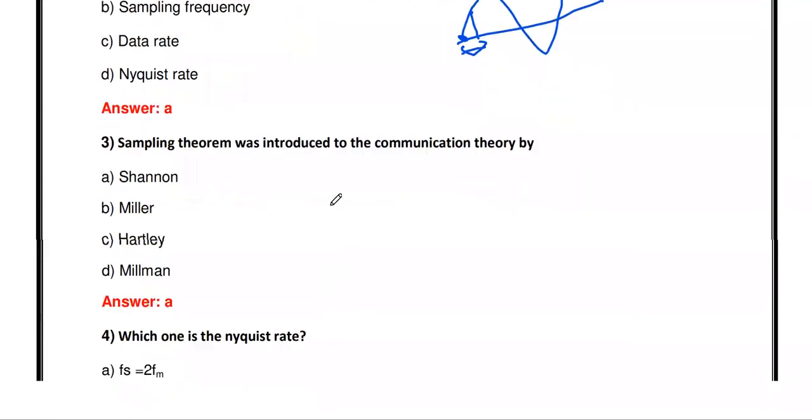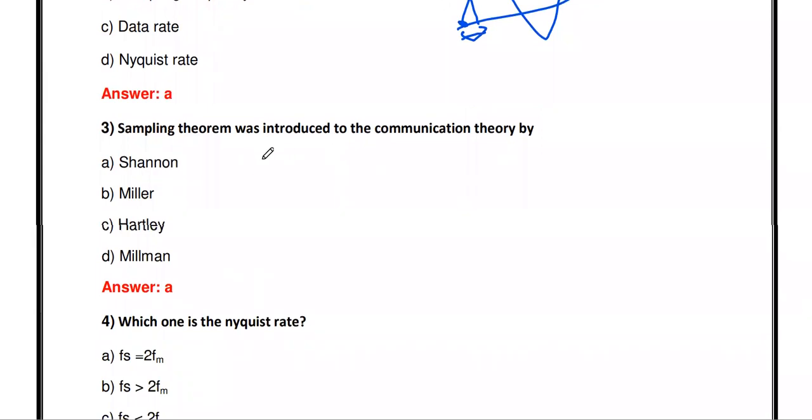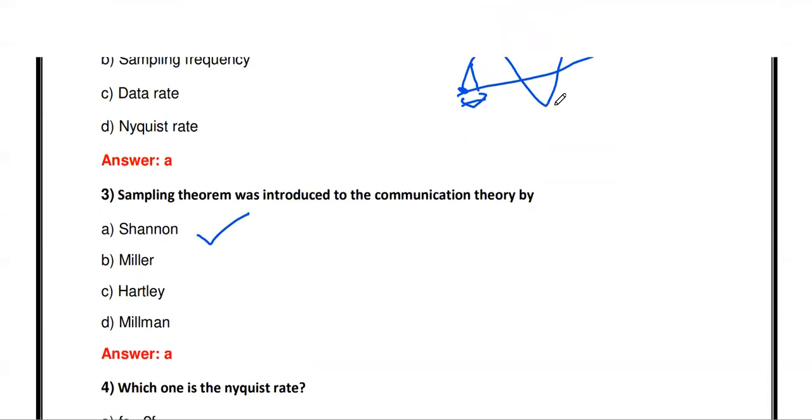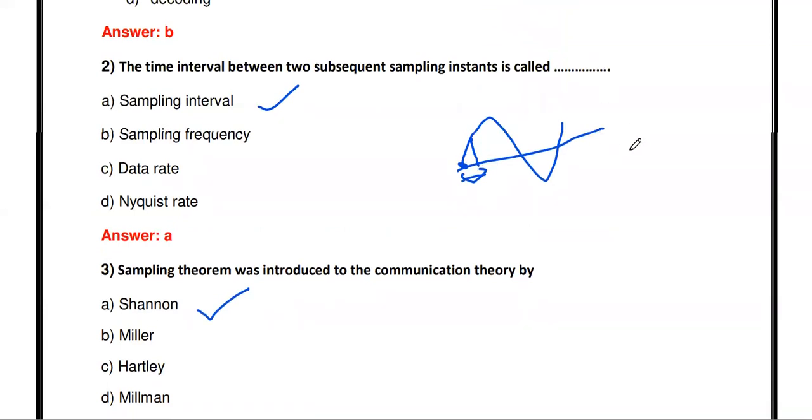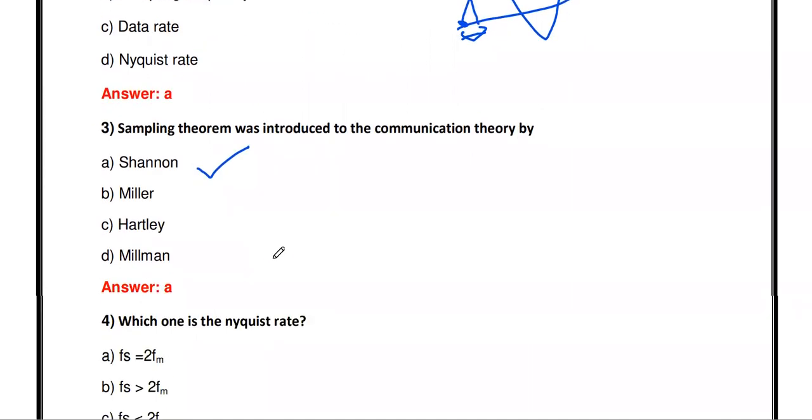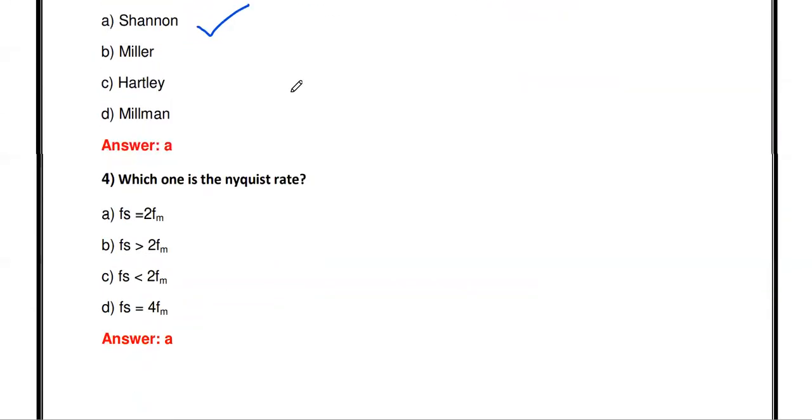The next one: the sampling theorem was introduced in communication theory by dash. The sampling theorem was introduced by Shannon. The four answers given are Shannon, Miller, Hartley, Millman. Shannon introduced the sampling theorem in order to perform the sampling process in a perfect way. That's why the sampling theorem is called the Shannon sampling theorem.